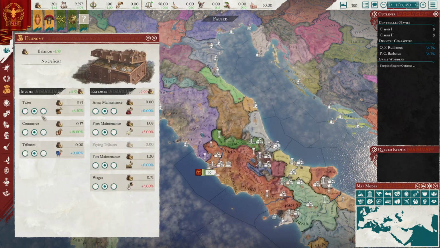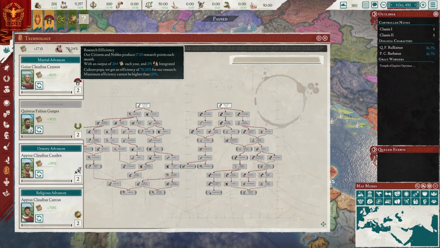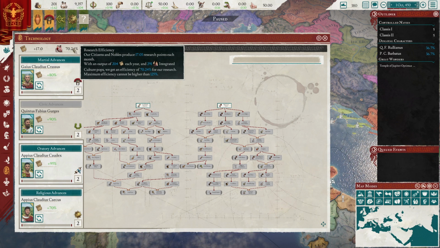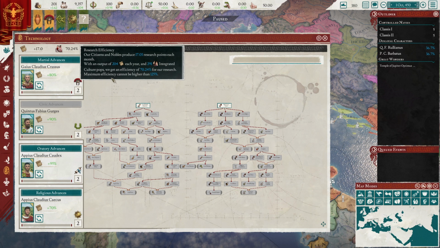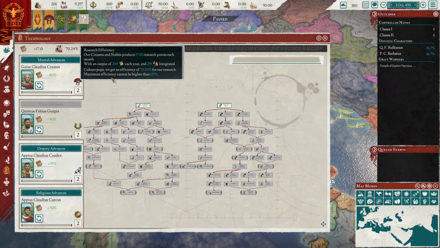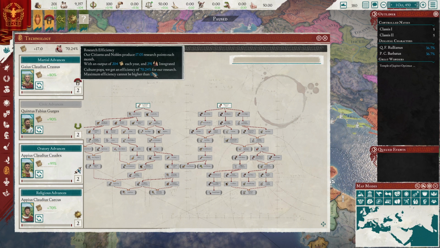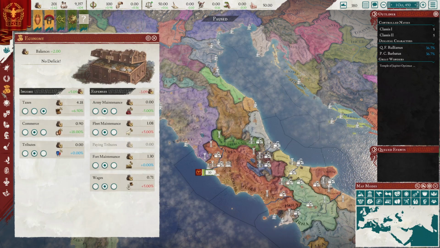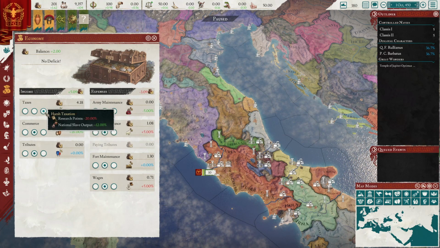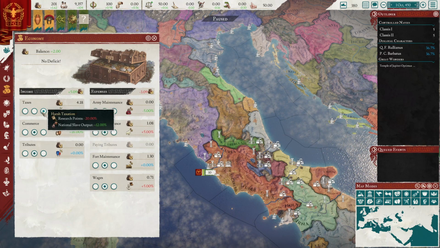Right now, I have 90%. Let's put this harsh taxation up, and now it went down by like exactly 20%. And this is what's going to happen. If you put harsh taxation on, you're basically getting free money so long as your maximum efficiency is 20% lower than what you're actually pumping out. So I'm producing something more like 150% efficiency, which would not display by default. But my maximum efficiency is only 125.